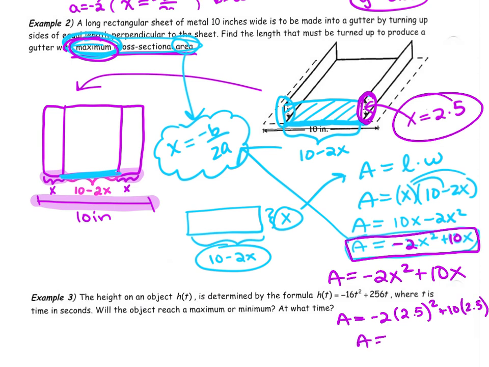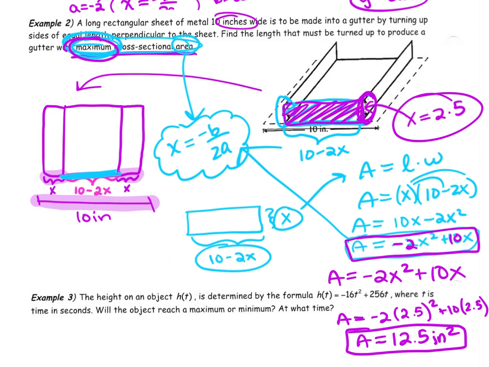And we end up getting 12.5. And this is an area, guys, so you want to make sure you're including units. We're looking at inches, so this is inches squared. That would be my maximum area for this cross-sectional area of the gutter. Once we had the x value, we plugged back into our equation.